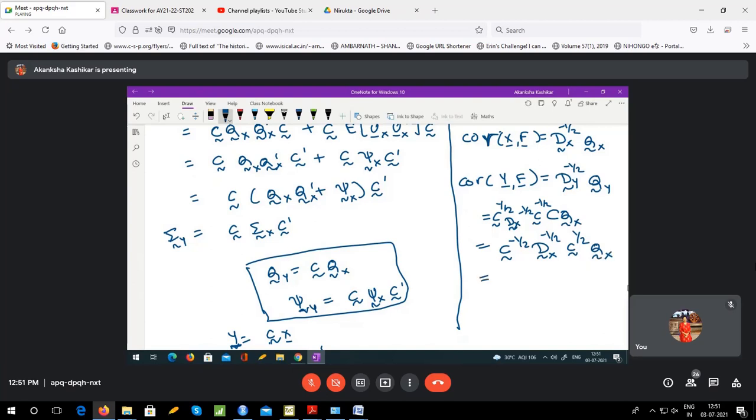Am I right? So this would be C raised to minus half, D_X raised to minus half. What do I know about C raised to half QX? Do I know anything about this? No, I don't know anything about this. So I'll keep it as it is, C raised to half QX. Can I somehow relate this to correlation between X and F? That is our question. Correlation between X and F we know is D_X raised to minus half QX. So can we somehow bring that in?